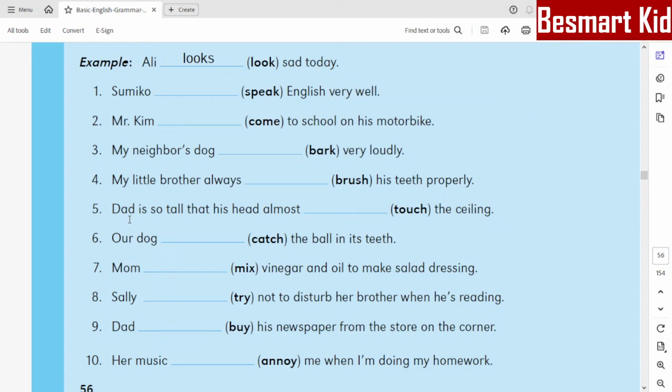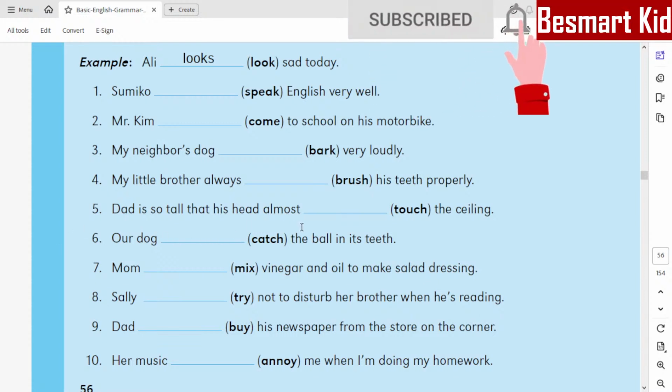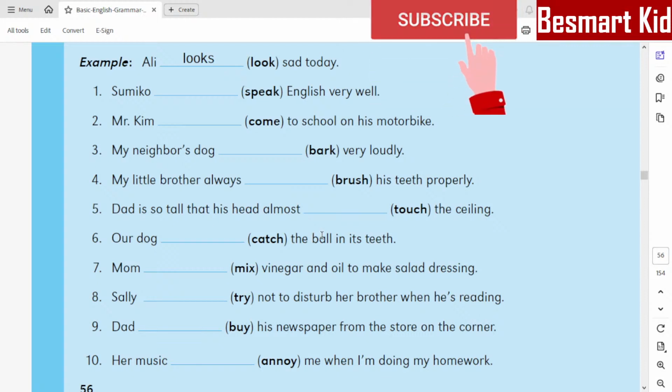Fifth: Dad is so tall that his head almost (dash) the ceiling. In brackets we have touch. Sixth: Our dog (dash) the ball in his teeth. In brackets we have the word catch.